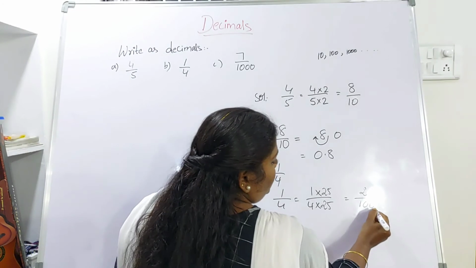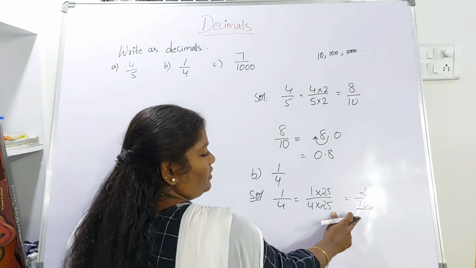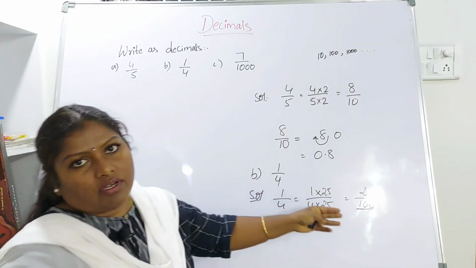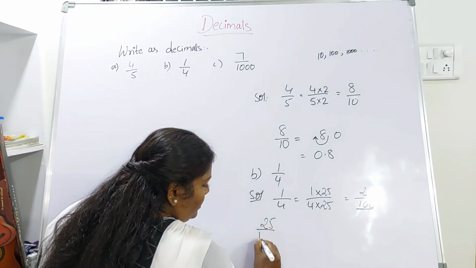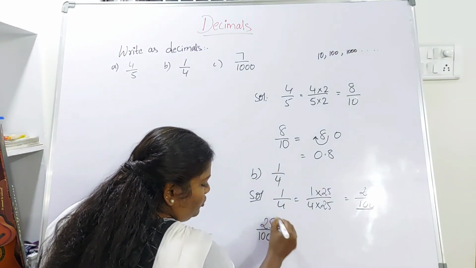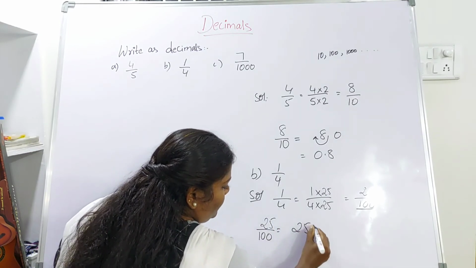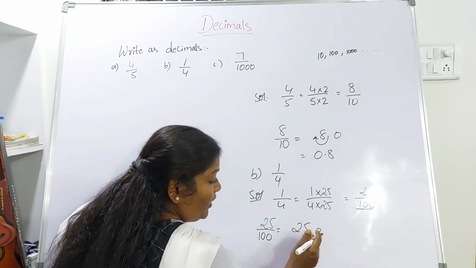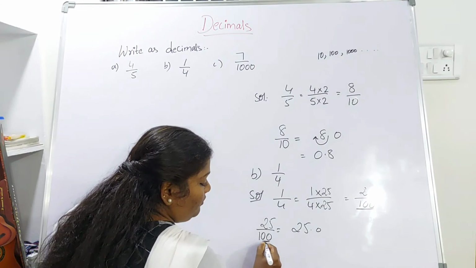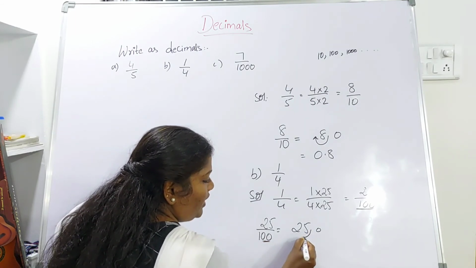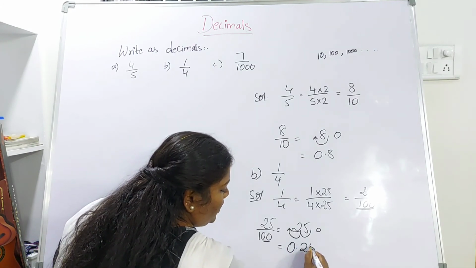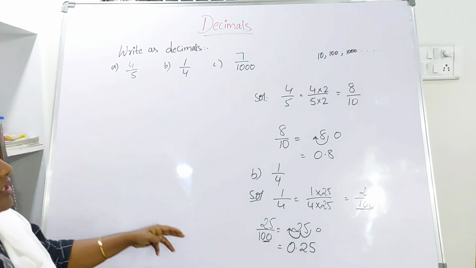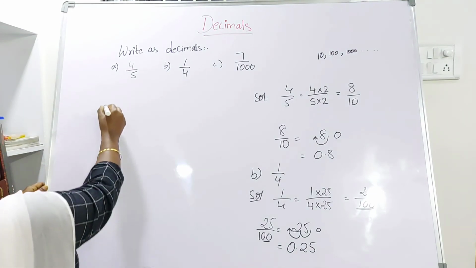Yes. So here you got a multiple of 10. So now it will be easy to convert into decimal fraction, that is 25 by 100. So write the numerator value 25 in the sense 25.0. Now here you have 2 zeros. So the point will be shifting 2 places to the front, that is 0.25. Yes.